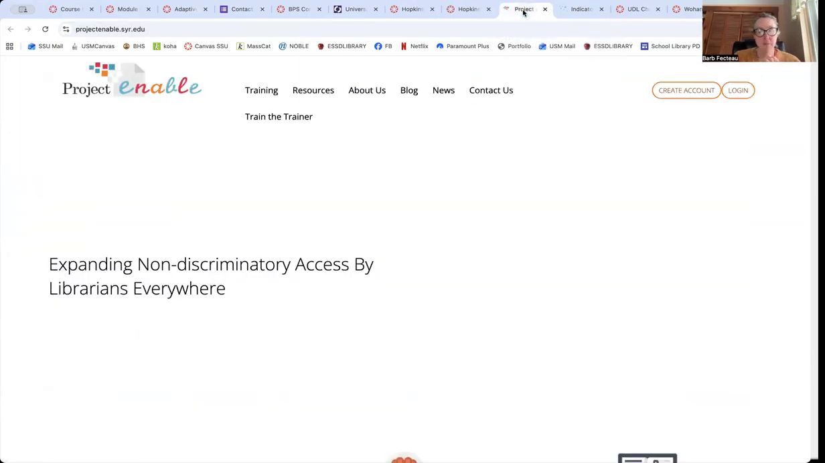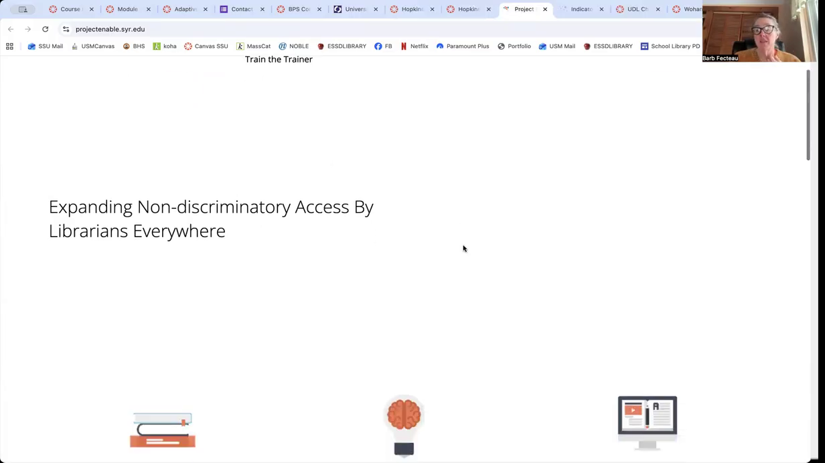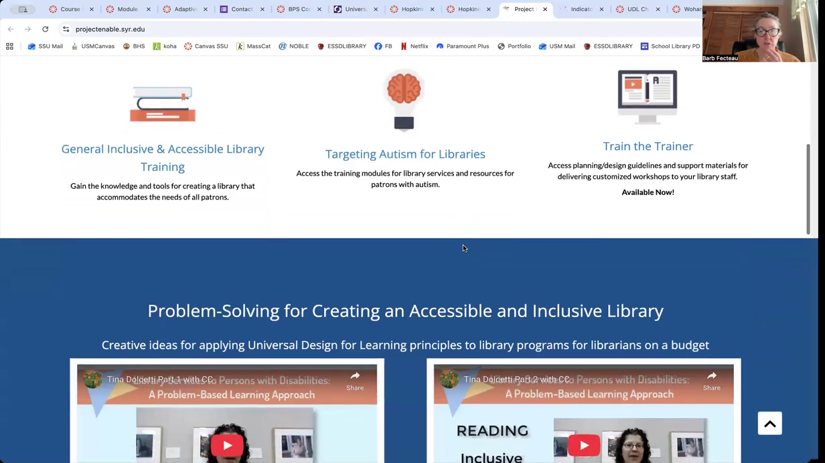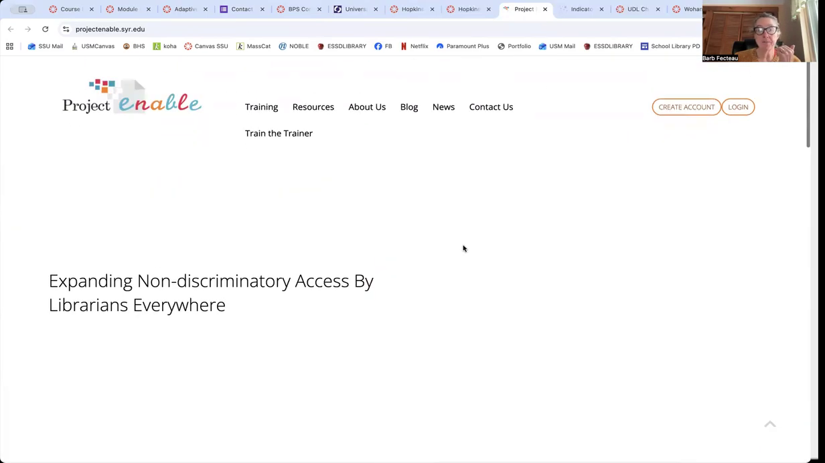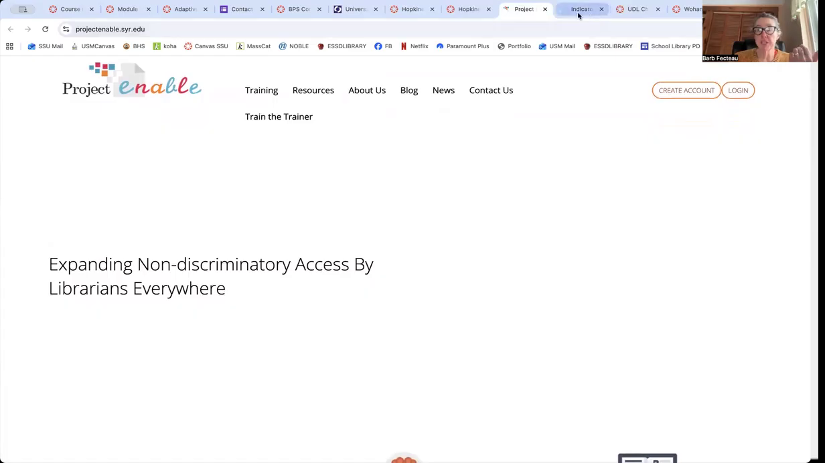Then Project Enable. This is a lot. If you go in here, it's going to be a while, but Syracuse University put this together, and it's for every kind of library. There's nothing really school specific, but there's a lot of public library information that can also be of help to you. I think it's a 20-hour course that you can do, but there's a lot of information here.